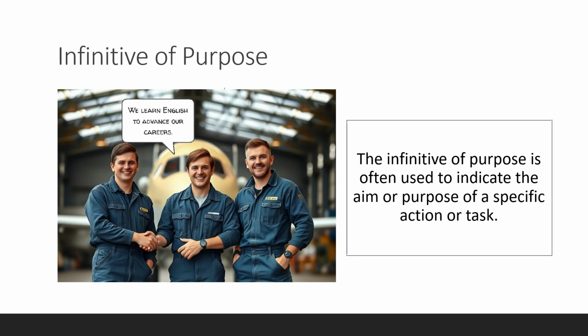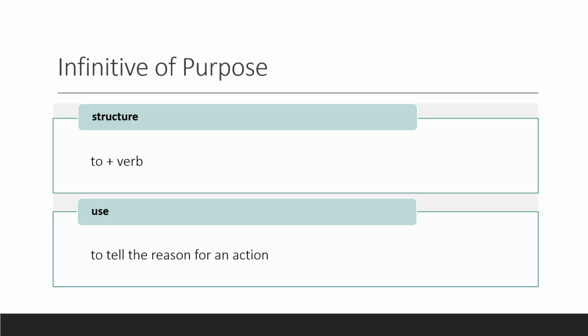The infinitive of purpose is used when we want to explain why someone does something. We explain the aim or purpose of a specific action or task by using the infinitive of purpose. The structure is very simple, to and verb in base form, and we use it to tell the reason for an action.